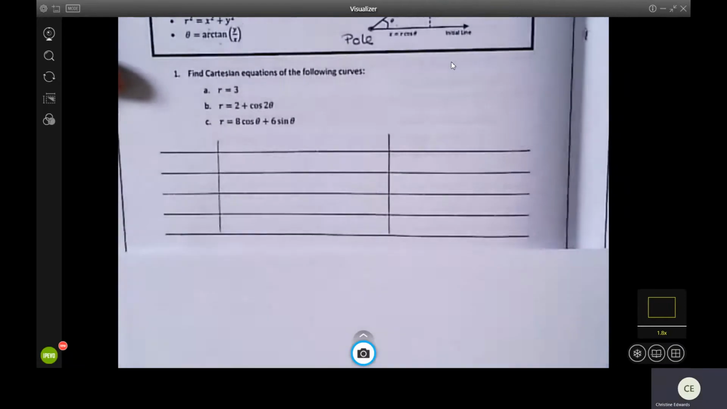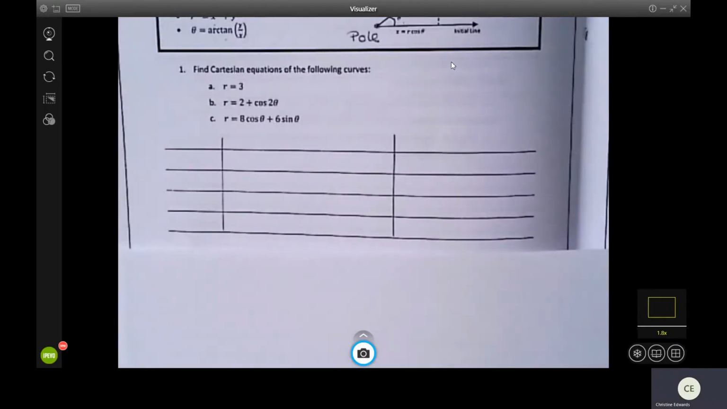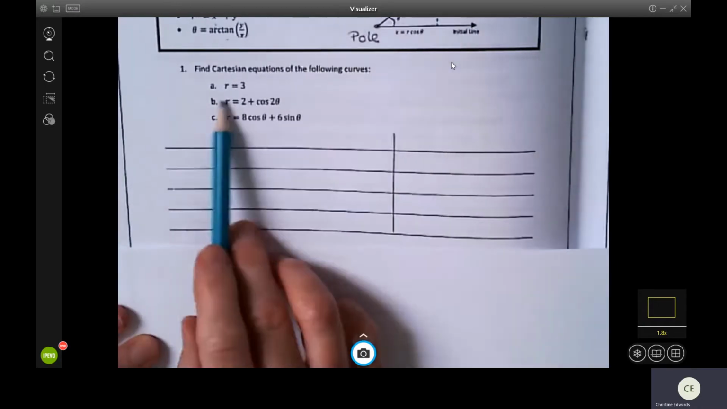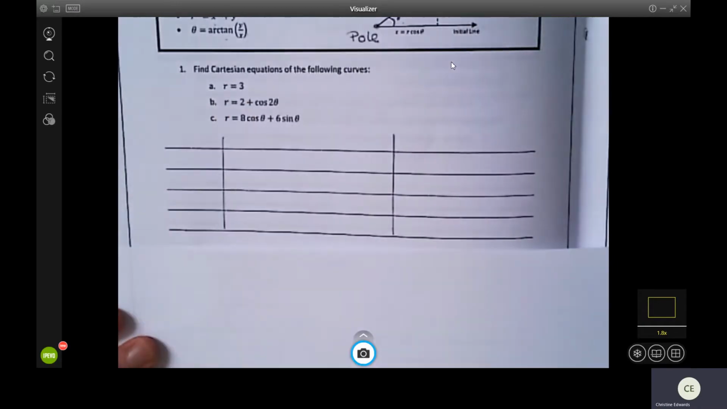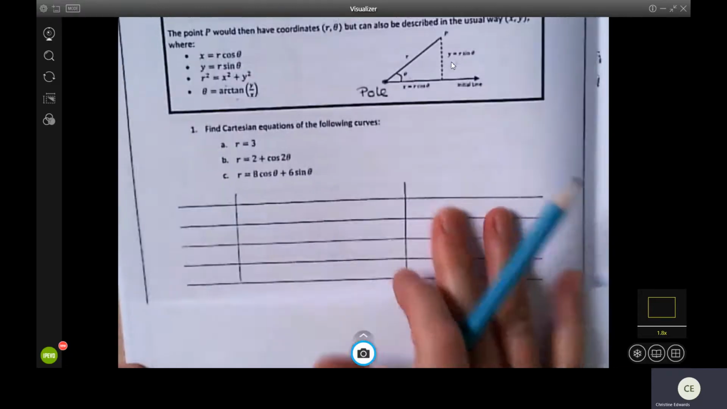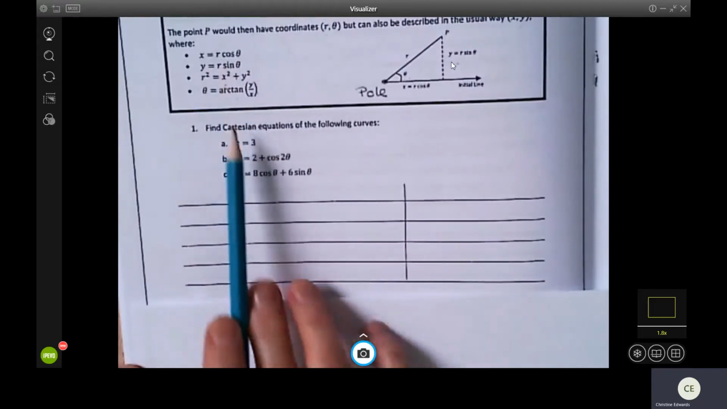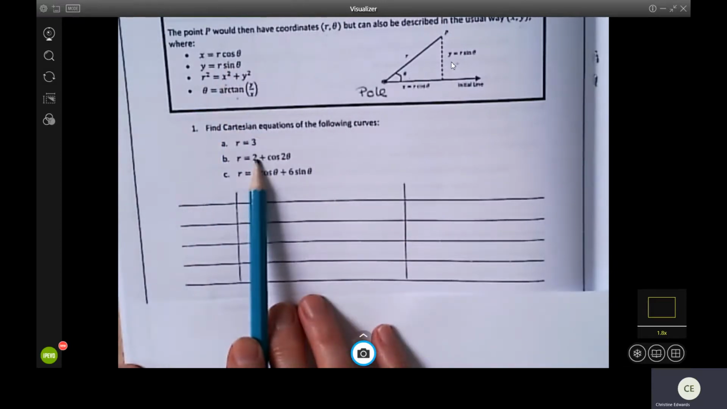Right. Let's have a look at question 1 in your notes. As you can see, we've got three polar equations. They're always r equals something. And we're going to use the equations that we have at the top of the page to help us convert to Cartesian, and then that will help us understand what the equation looks like.